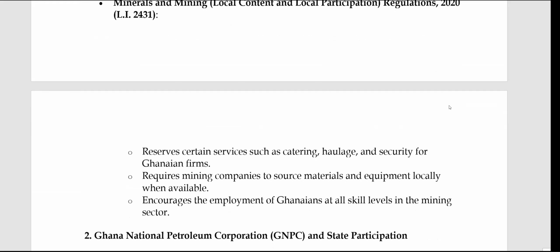Reserve certain services such as catering, haulage, and security for Ghanaian firms. That is why ATS have left Gofields. Okay. It requires mining companies to source materials and equipment locally when available, and encourages the employment of Ghanaians at all skill levels in the mining sector.